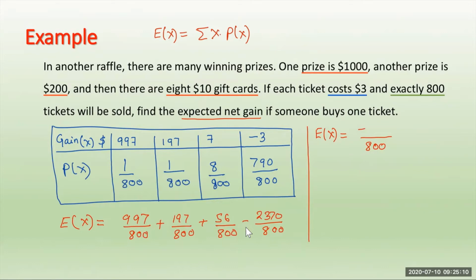Negative 1,120. Right, negative 1,120. So this will give you the average loss, because there is a negative. If you divide 1120 by 800, it will be 1.4. So there is an expected loss of $1.40. That is the meaning of that.